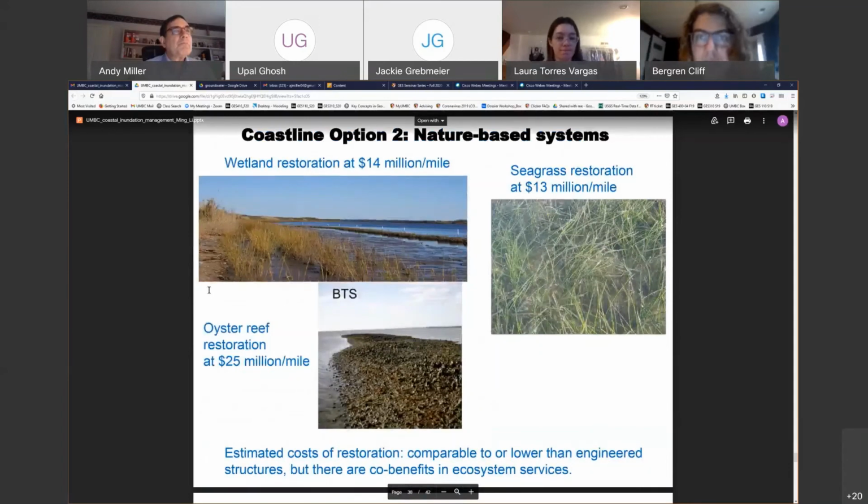And then you might think we want to use nature-based systems like wetland restoration, seagrass restoration, or reefs. They cost less. They are also engineered systems, but there are some co-benefits. It's not an inexpensive option either. Next slide, please.